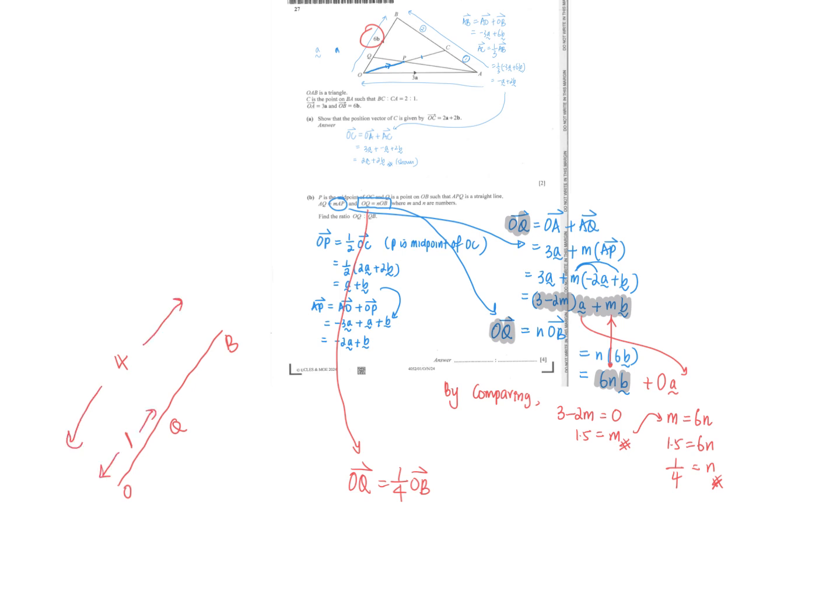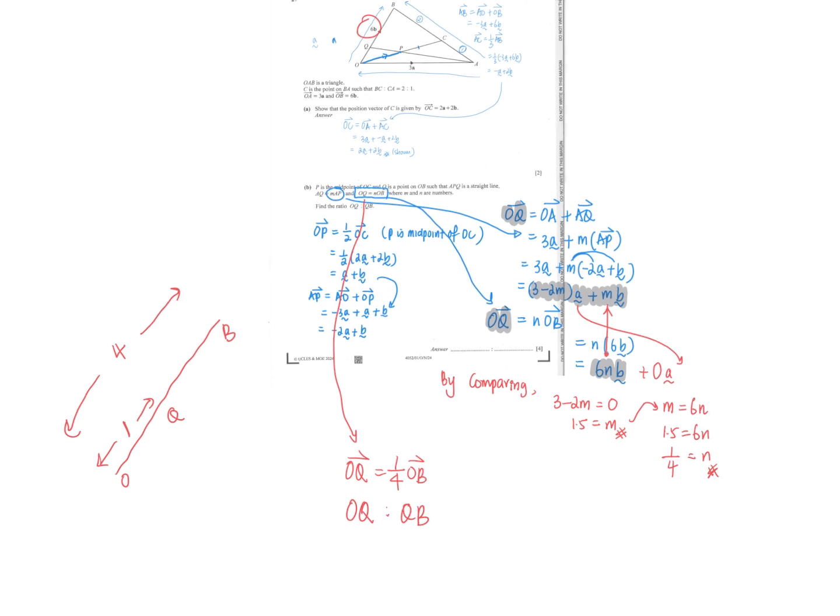So they say, can you tell me the ratio between OQ is to QB? 1 is to? No. 1 is to 2. 3. Yeah. You look at the diagram. They want you to break it into 2 parts. Here and here. Okay, so that's it.